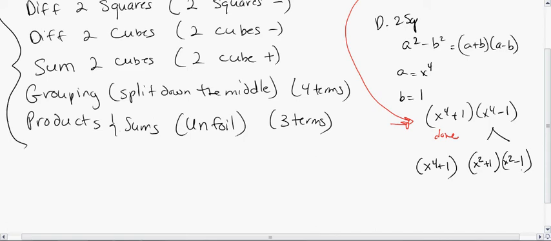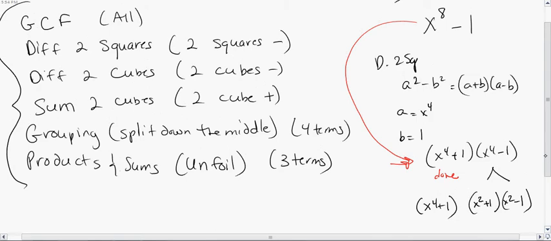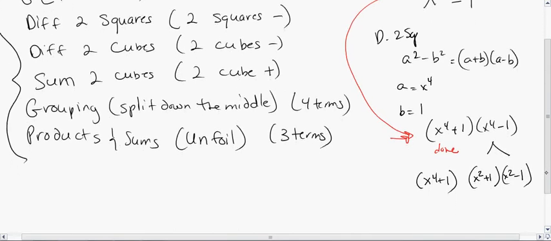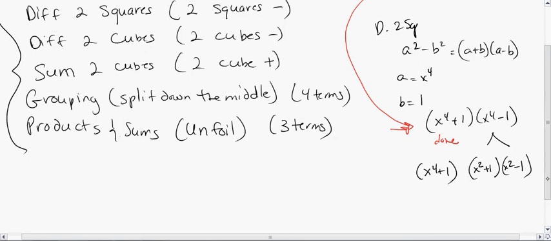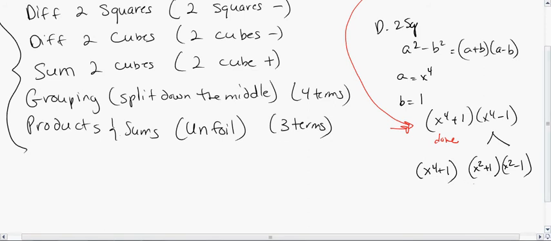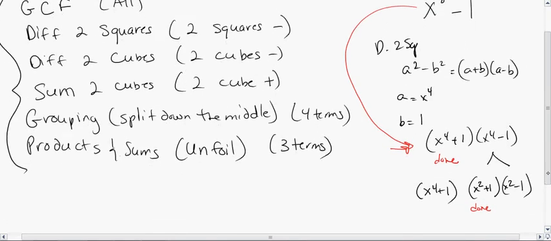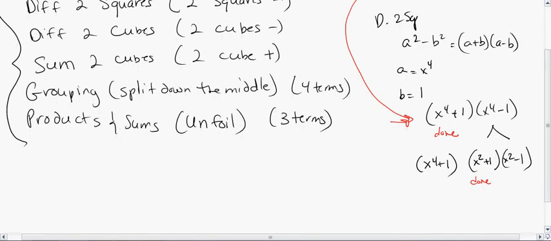All right, let's look at the process again. X to the 4th plus 1, that's done. X squared plus 1. Look at my list. No greatest common factor. It's not the difference of 2 of anything. It is the sum, but x squared is not a cube because 3 doesn't go evenly into it. It's not 4 terms, it's not 3 terms, so now that one's done. So this is done, now this one's done. Look at that, x squared minus 1. I'm thinking, once again, no greatest common factor, but yup, difference of 2 perfect squares. So we're going to split that up one more time.